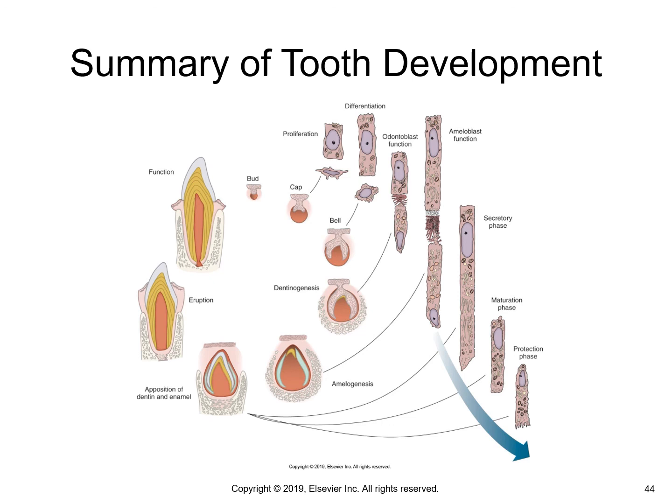And this is a flow chart of the complete tooth development process. So we've got bud, cap, bell, dentinogenesis, and then we show the odontoblast function that occurs in that. Amelogenesis with the ameloblast function, the apposition of dentin and enamel through all the different phases, the secretory, maturation, and protection phase, and eruption until function.